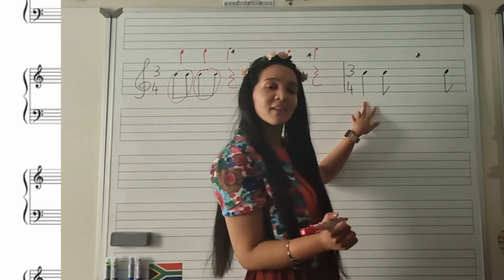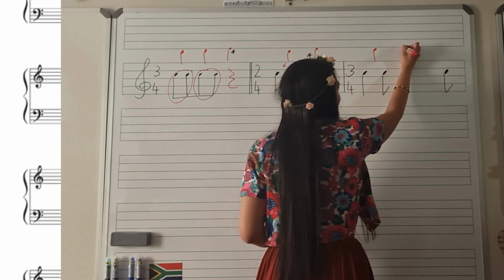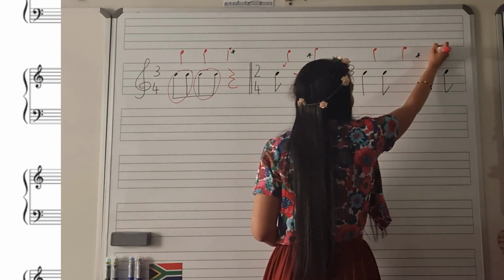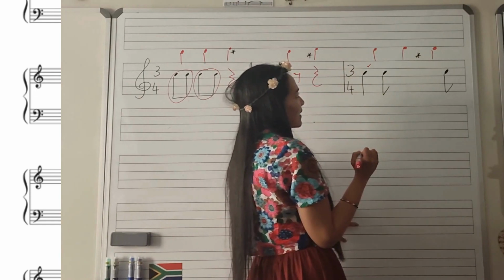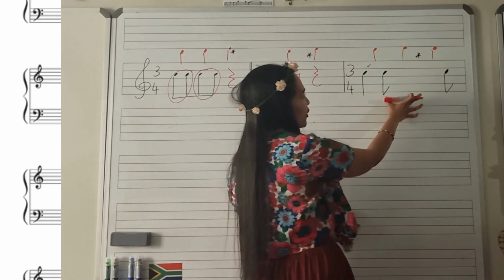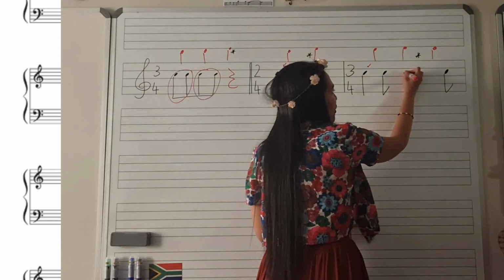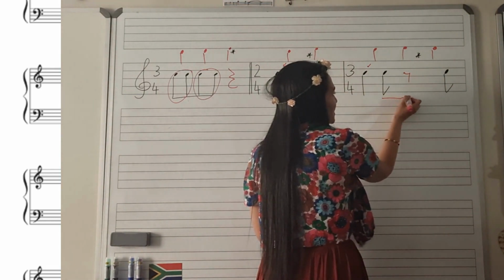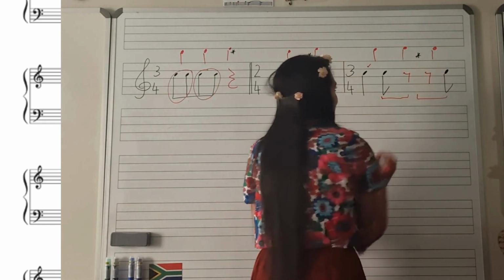Then the next one, we're in 3/4, so yet again 3 crotchet beats. Our first crotchet seems to be intact, and now it looks like we're just missing half of the second and half of the third crotchet. So we're going to go ahead and fill up this beat first, and then fill up the last beat. There we go.